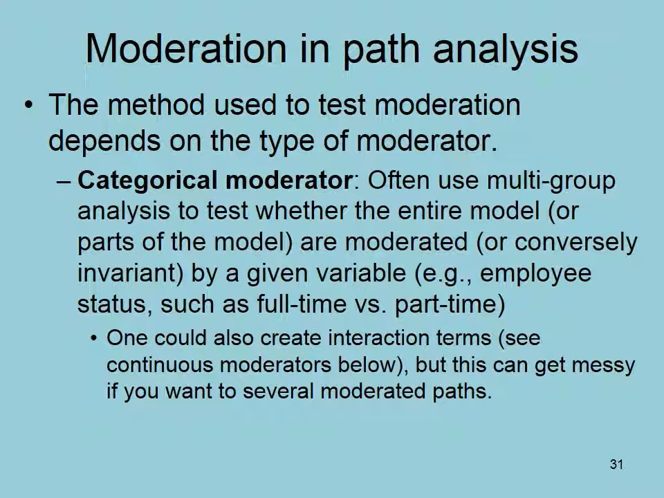Just like before, if you had 10 categories, you would then need 9 dummy codes, and that would be very overwhelming. So you may opt to either collapse those categories or only look at certain levels of that moderator.